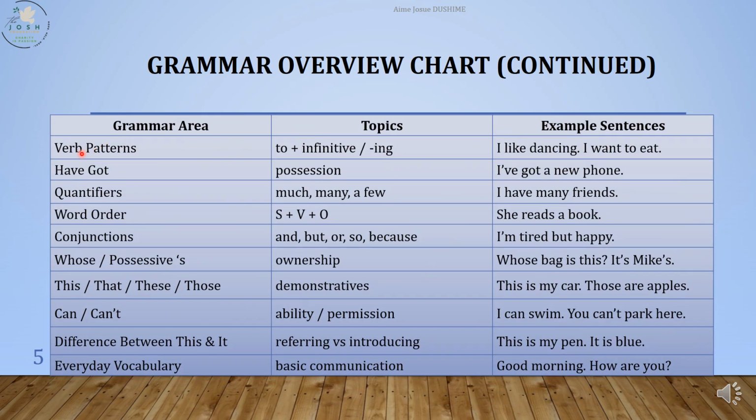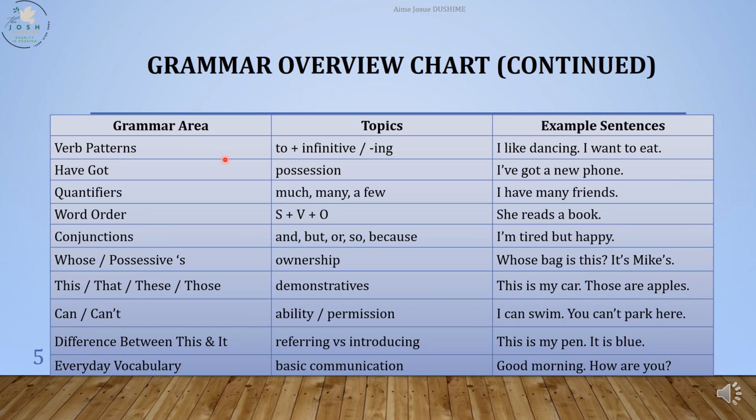And we learned what we call verb patterns, infinitives and gerunds. We said that we have some verbs followed by infinitive, we have some verbs followed by gerund. Infinitive is to plus v1, base verb. And gerund is verb plus ing. I like dancing, I want to eat.